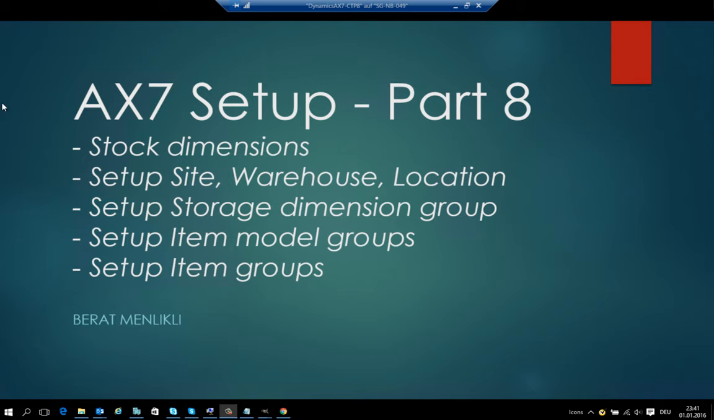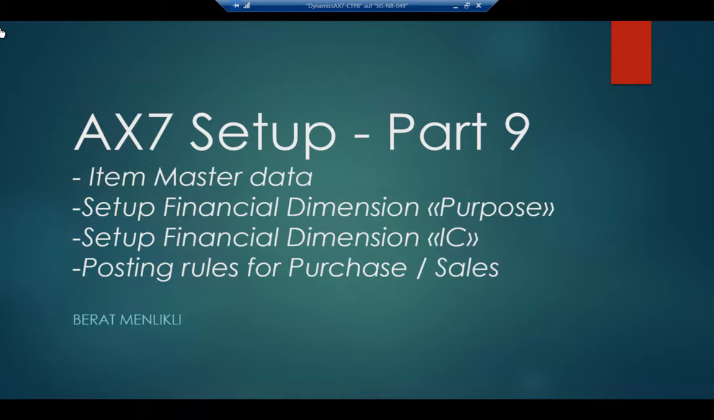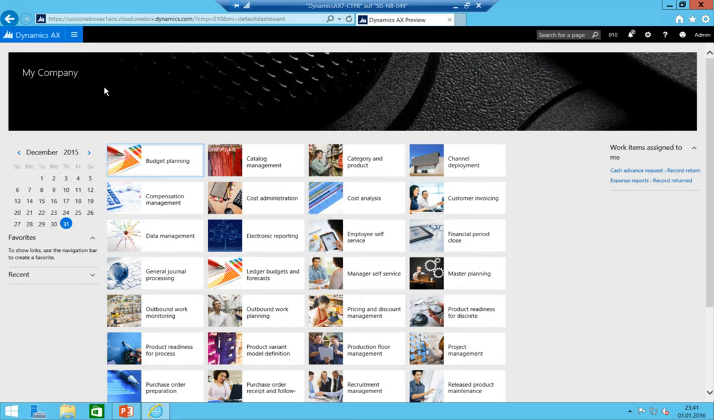So this part covers basically the whole stock breakdown, so the stock dimensions. We're going to set up the site, the warehouses and the locations, as well as the storage dimension groups, and then the item model group and the item groups in the end. We are not yet doing the posting profiles of the items, but this section is just the preparation so that we can later set up the financial posting rules for those things. Good, so let's start, I would say.